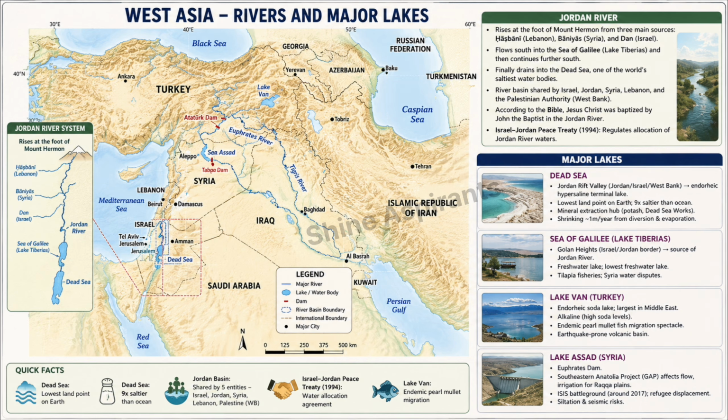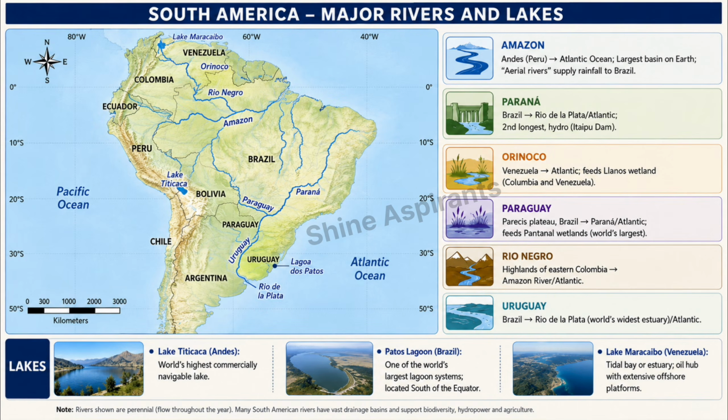Lake Assad, Syria. Largest lake in Syria. Euphrates Dam, Tabqa. Southeastern Anatolia Project GAP affects flow. Irrigation for Raqqa Plains. ISIS battleground around 2017, refugee displacement. Siltation and seismic risks.